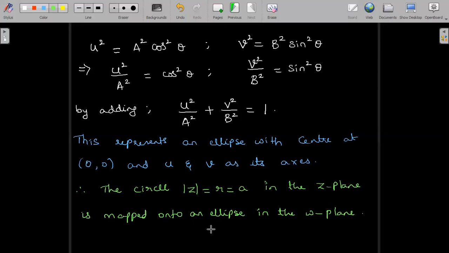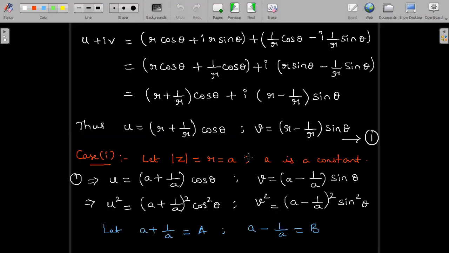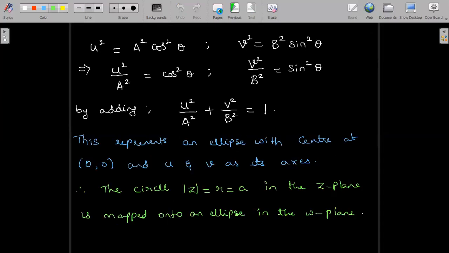So this is now mapped onto an ellipse equation. This represents an ellipse in the W plane. So this was case 1 for us. We started with case 1, mod z is equal to r equal to a. Now case 2, in the same manner we have to discuss.